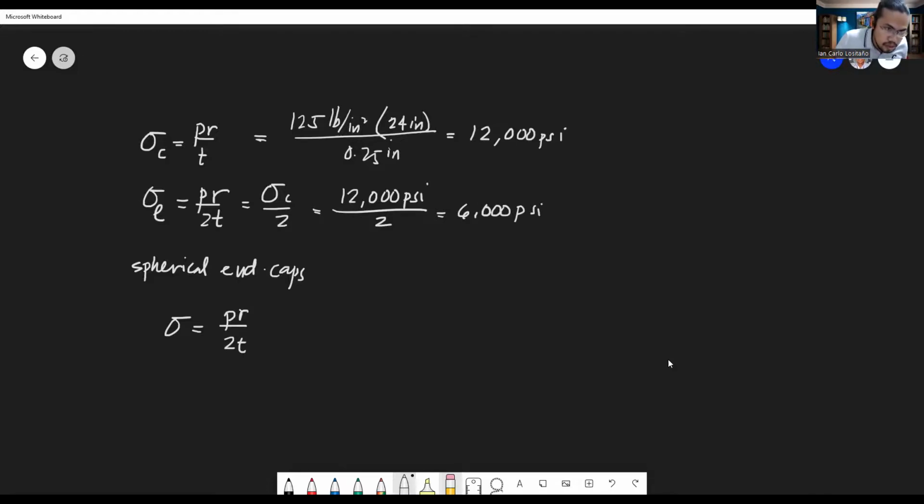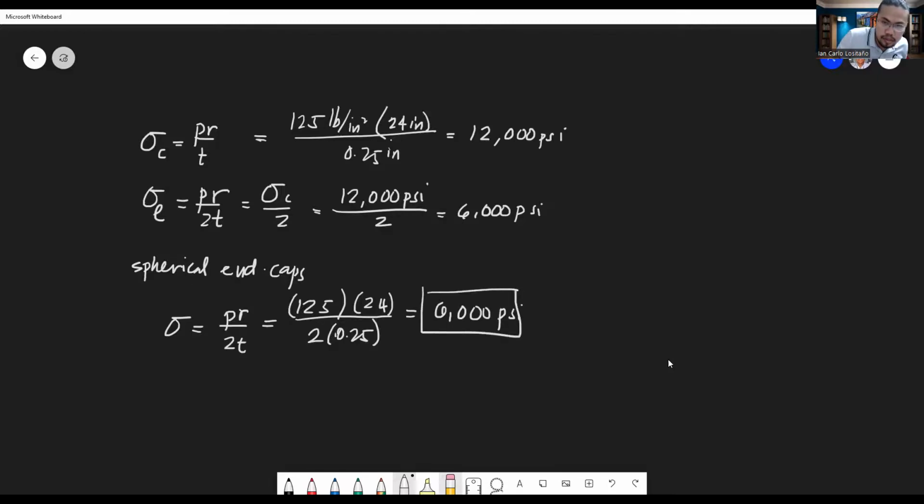Next up, we get the stress at these vertical end gaps, which is 125 pounds per inch squared times 24 inches all over 2 times 0.25 inches as well. So we get 6,000 psi. These are the final answers for this problem.